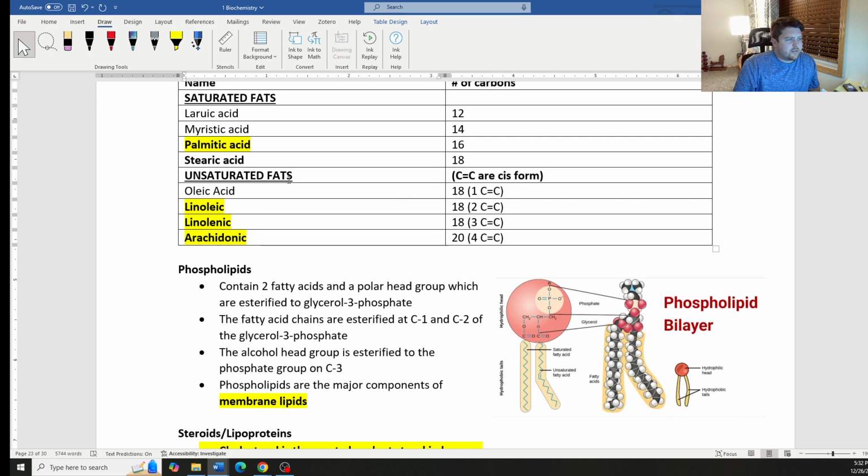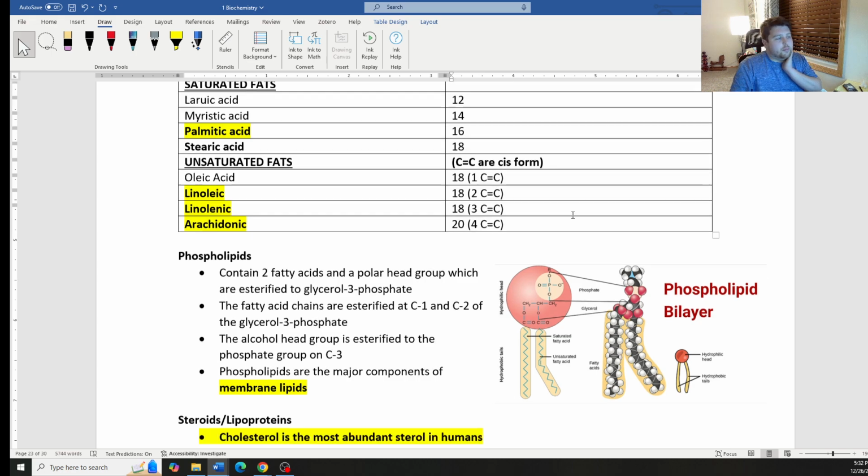Our unsaturated fats that we want to remember: oleic acid is 18, but with 1 double bond. Linoleic is also 18, but with 2 double bonds. Linolenic has 3 double bonds. And arachidonic has 20 carbons with 4 double bonds.